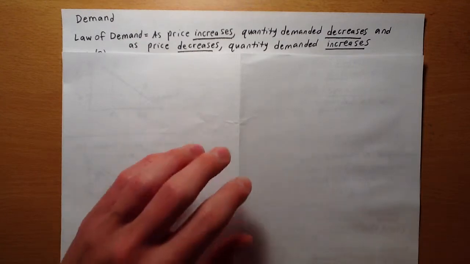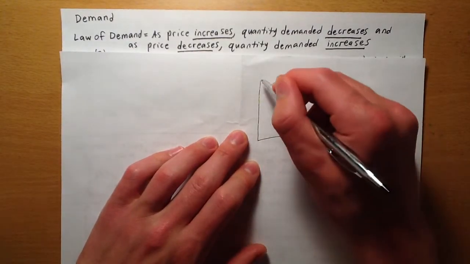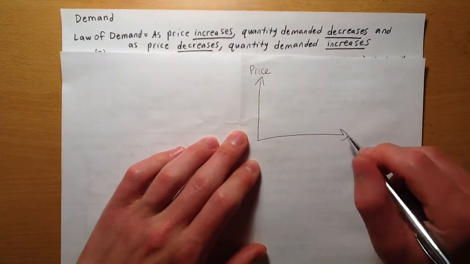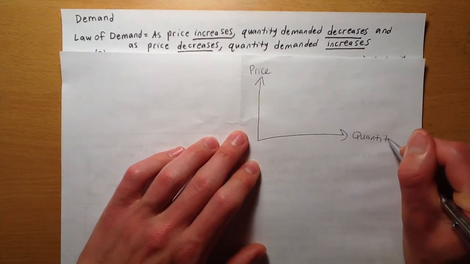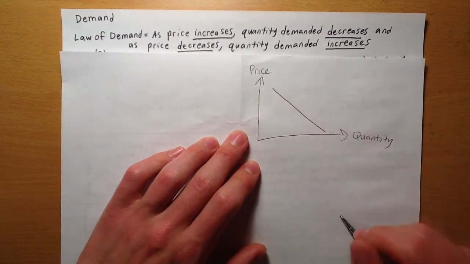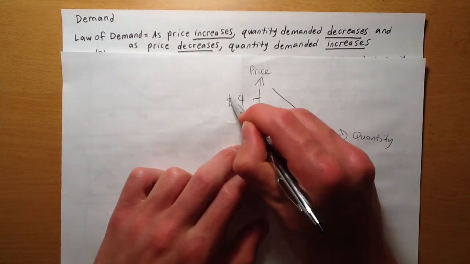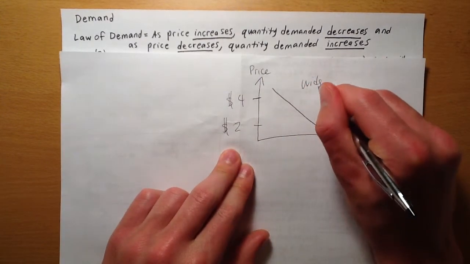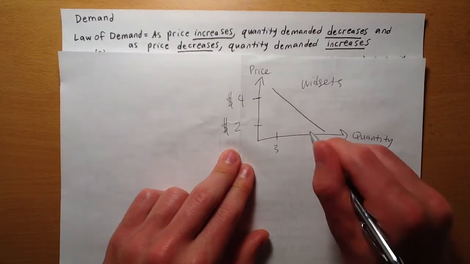So let's introduce a graph to define this. On the y-axis we have price. On the x-axis we have quantity, or how much I buy. And it's going to be sloped like this. So let's say here it's $4, here it's $2, and this is for widgets. Here it's 3 widgets, here it's 7 widgets.